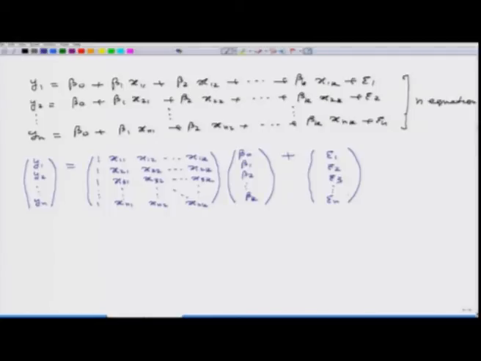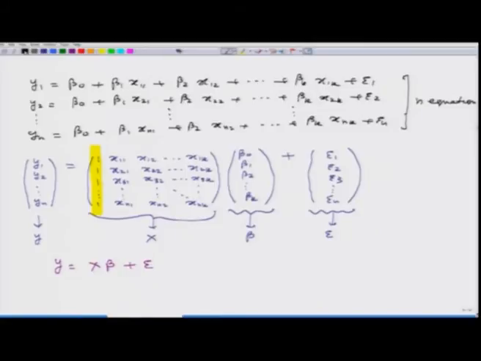Right. Okay. So, now I can denote this vector as y, and this matrix as X, this vector as beta, and this vector as epsilon. So, I can write down the entire model as y is equal to X beta plus epsilon. Now, we try to observe here that this first column is only 1, 1, 1, 1, 1. This is indicating the intercept term.